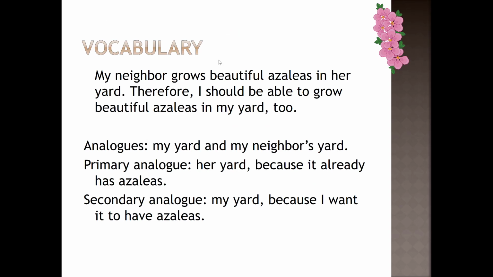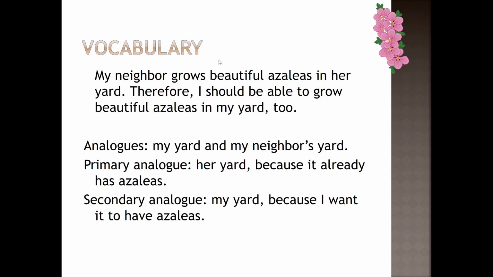So here's my argument. My neighbor grows beautiful azaleas in her yard. Therefore, I should be able to grow beautiful azaleas in my yard too. In this analogy, the two things being compared, the two analogs, are my yard and my neighbor's yard. The property Z that we're trying to transfer from one to the other is growing beautiful azaleas. So that means my neighbor's yard is the primary analog because it already has azaleas. The secondary analog is my yard. It does not have azaleas, and I'm trying to argue that it should be able to have azaleas. I want it to have this property Z.